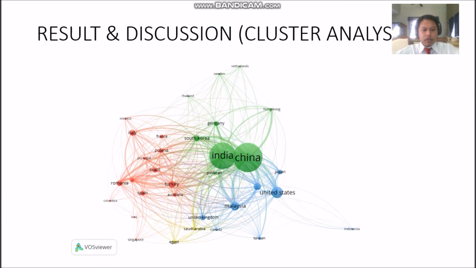As seen in this slide, collaboration across countries on hydroxyapatite biomedical articles was built using viewer software. The cluster analysis demonstrates highest collaboration between China and India, while collaboration between the United States, Malaysia, and the United Kingdom ranked second in terms of publishing scientific papers related to this area of study.